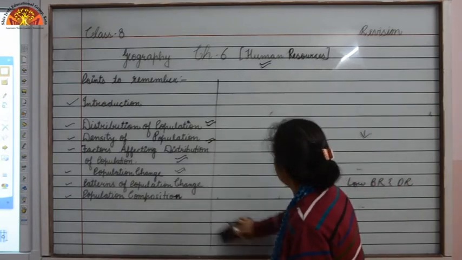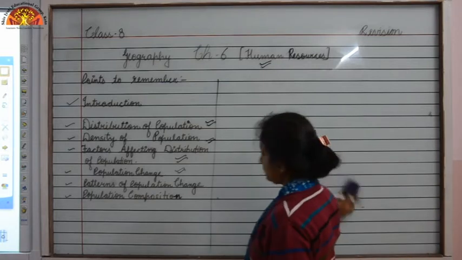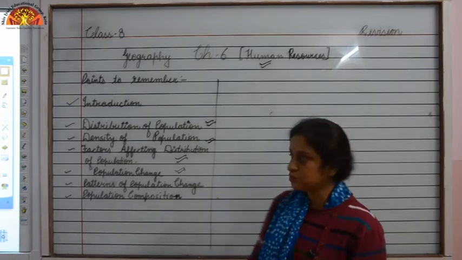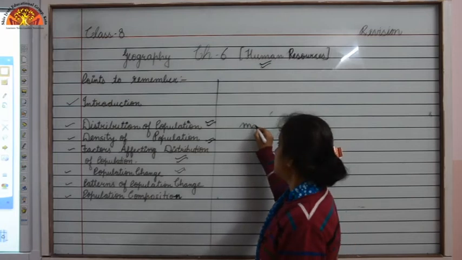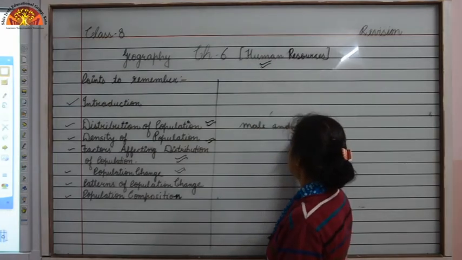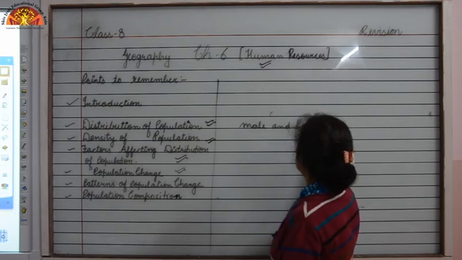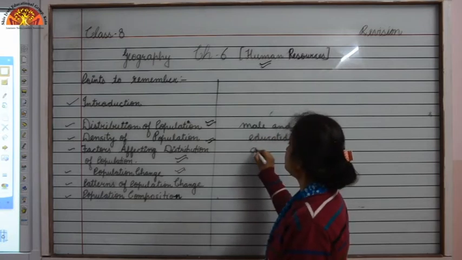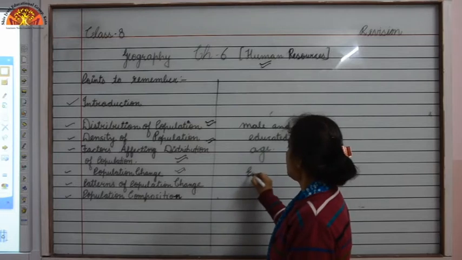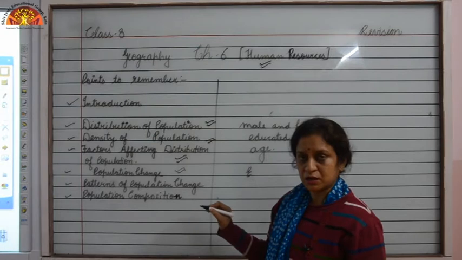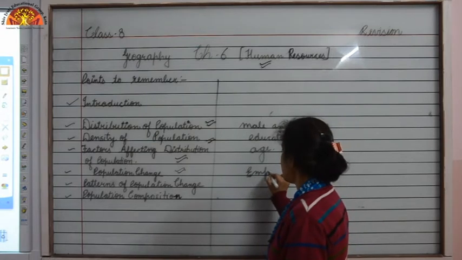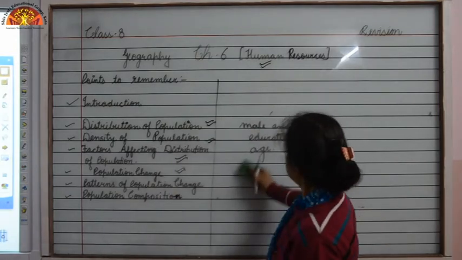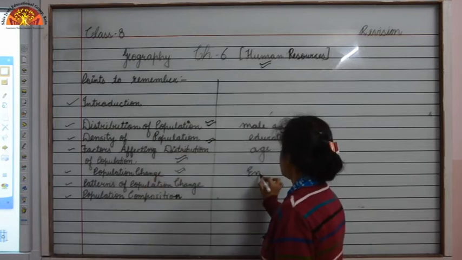What is population composition? Population composition helps us to know how many males and females are there in a country, how educated they are, which age group they belong to, and what type of employment they are doing, means in which type of work they are employed.